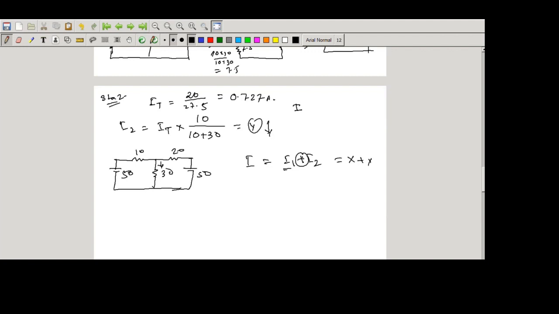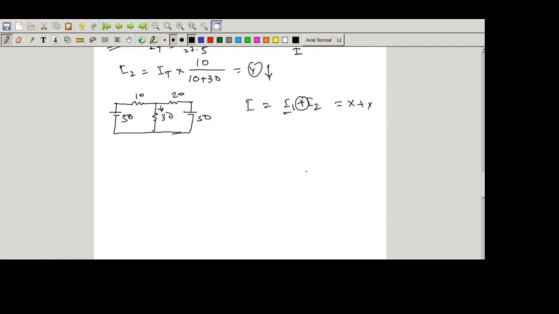Let's start with another example where two different sources are there. In the first example, we used the same kind of source, that is, voltage sources. Now we are dealing with another circuit where different sources are there. Now let's see a circuit diagram where one current source and one voltage source are applied.